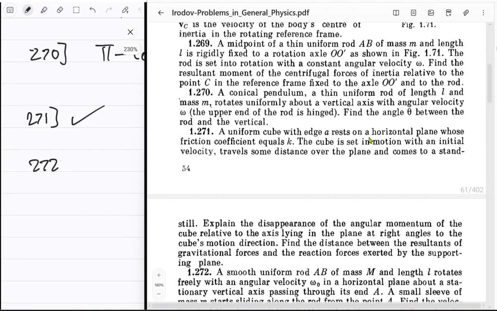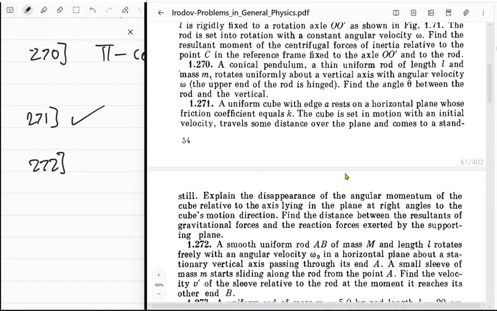272. Any other sub question? Find the distance between the resultant of gravitational forces and the reaction forces exerted by the supporting plane. What? Resultant of the gravitational forces and the reaction forces.